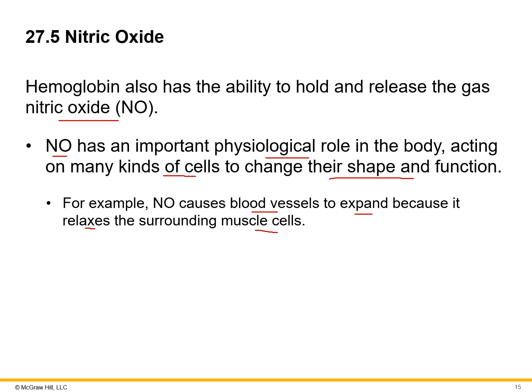So if somebody is thinking they're having a heart attack and they take nitroglycerin, nitroglycerin actually releases nitric oxide into the blood, and that causes the blood vessels to dilate, to expand, causes the blood pressure to lower, and helps prevent or at least decrease a heart attack.